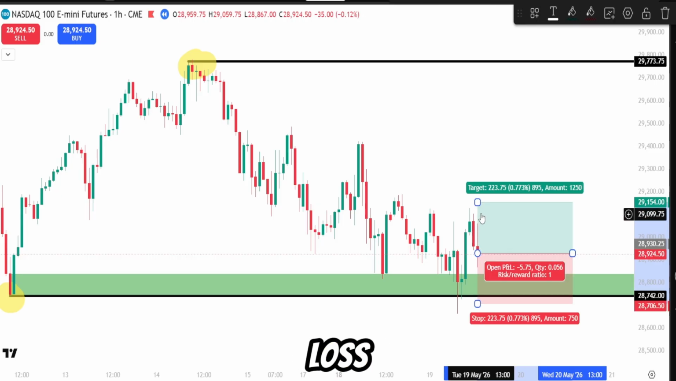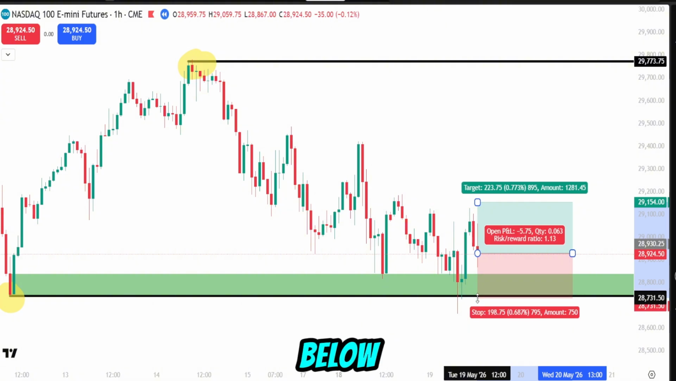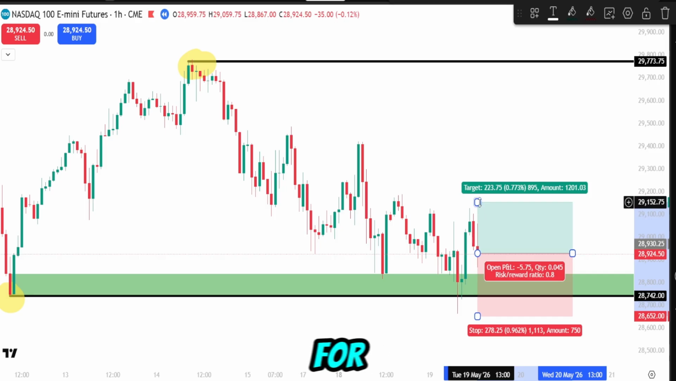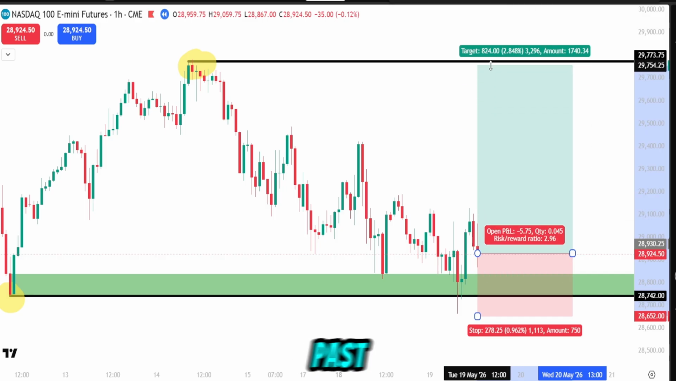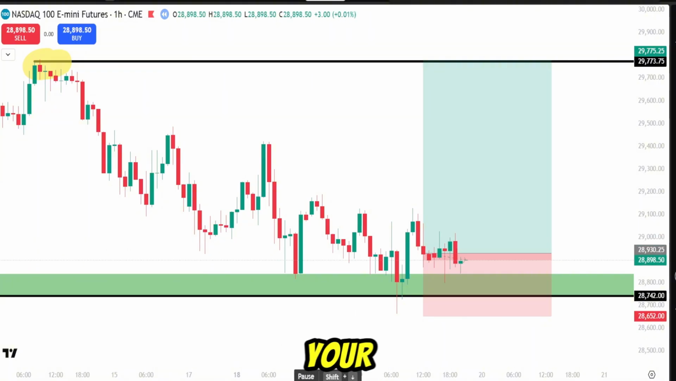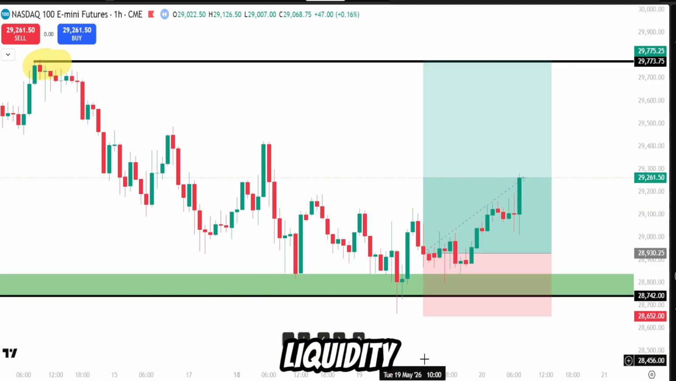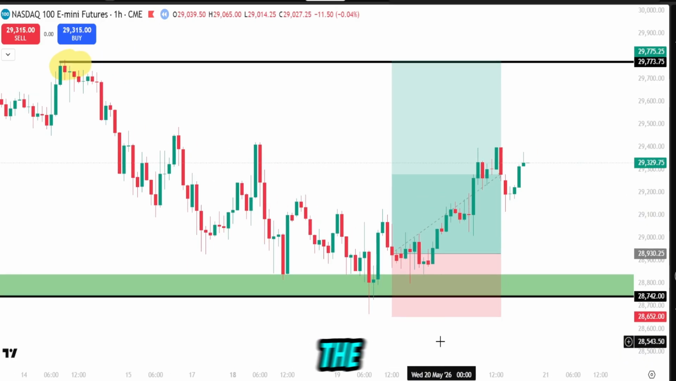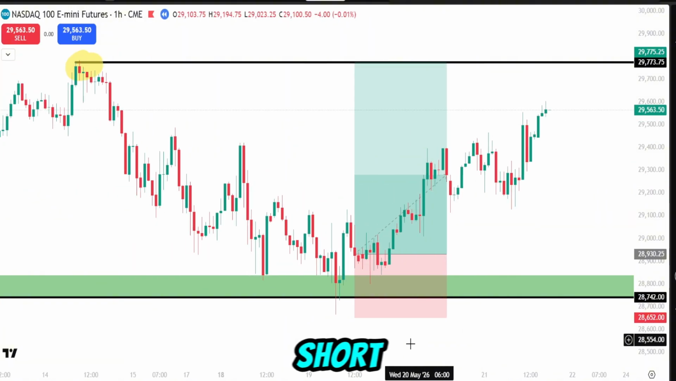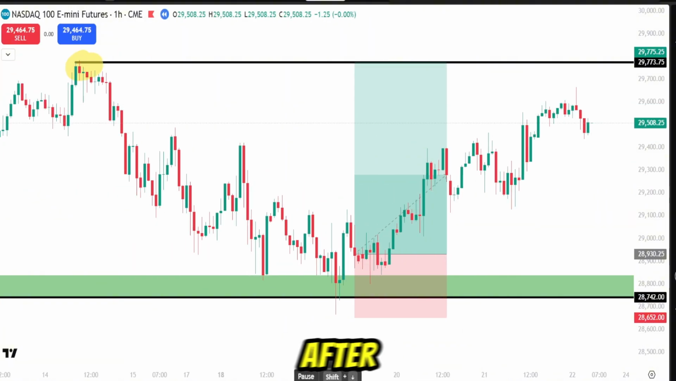Step 4. Place your stop loss. It goes just beyond the wick, below the lowest point of the sweep for a long trade, above the highest point of the sweep for a short trade. If price goes back past that point, the setup failed, and you walk out with a small loss. Step 5. Set your target. You're targeting the next liquidity level on the opposite side, the next swing high above for a long trade, the next swing low below for a short. That's where price is heading after the sweep.